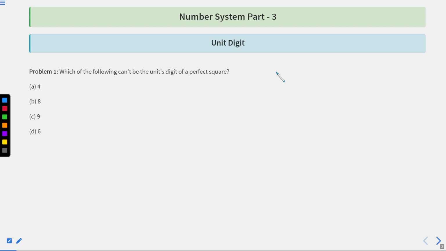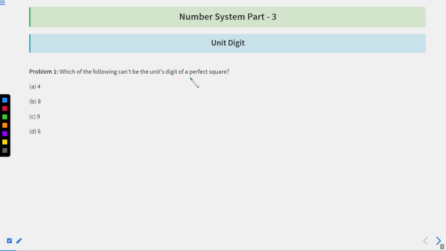Which of the following can't be units digit of a perfect square? First of all, you need to understand what a perfect square is. A perfect square is a number which is obtained from a number multiplying with itself. For example, 4 is a perfect square because 2 square gives us 4. 25 is a perfect square because 5 square gives us 25. So when do we say a number is not a perfect square? Suppose 7. You cannot have an integer which when squared gives you 7. So that is a perfect square for you.